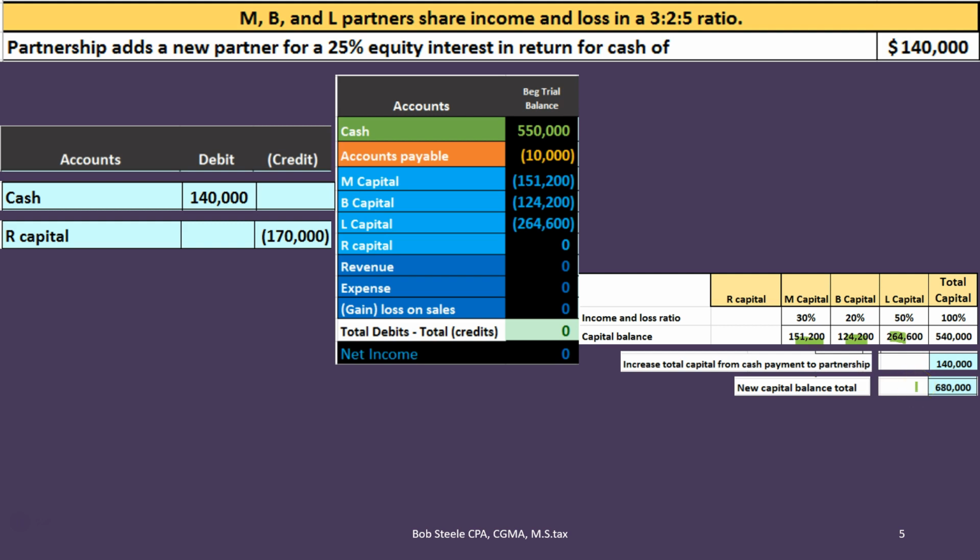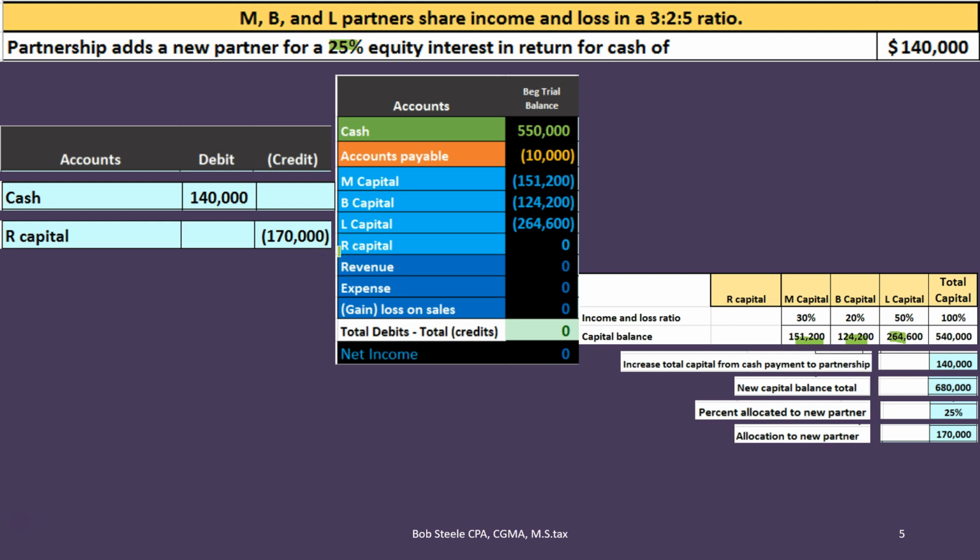And we decided that we were going to give a 25% interest of the book value of the partnership for $140,000. Therefore, we're going to take 25% of the $680,000. That's how much we're going to allocate to R. And of course, the $680,000 times 25% will give us the $170,000 that we talked about over here. So here's the $170,000. That's what the new partner is going to be on the books for.